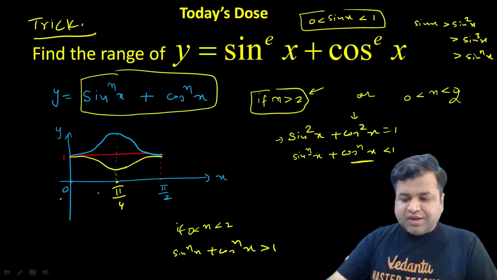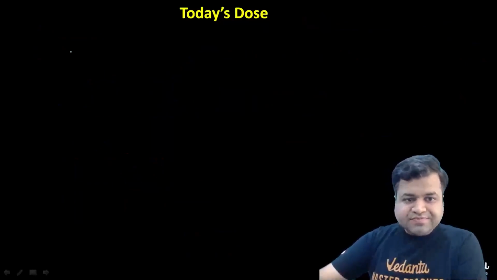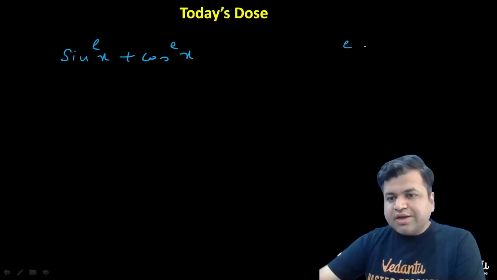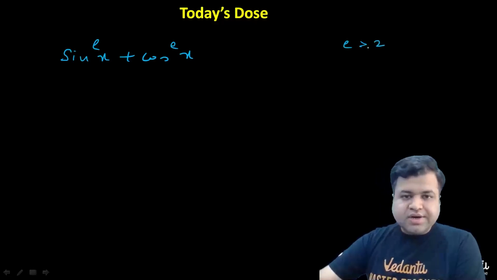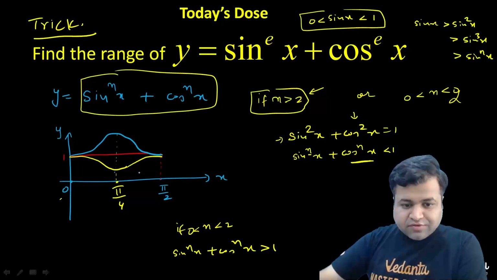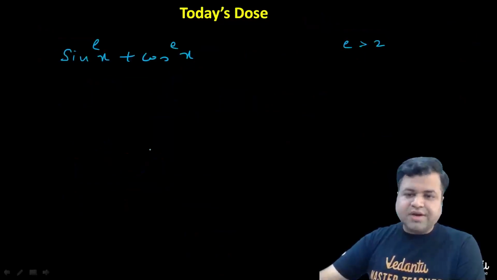So now let's consider what is the value of sin^e x plus cos^e x. What should be its range? Clearly we know that e is greater than 2, right? Approximately 2 point something. So the graph that will be followed will be the yellow one like this. Its minimum value will be at pi by 4 and the maximum will be 1 in 0 to pi by 2 only, right?